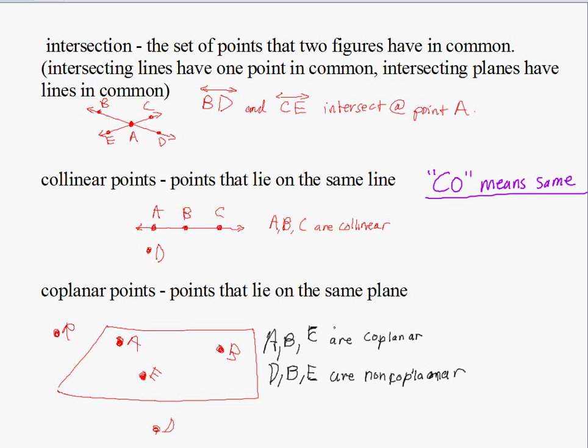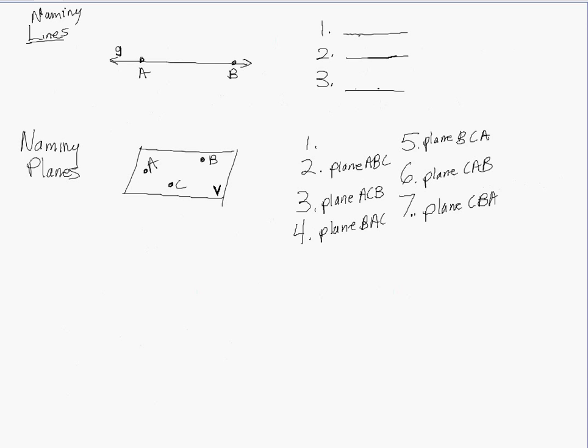Non-coplanar. Okay. Let's go to the next slide. So let's go ahead and kind of review a little bit. Here's a line right here, and there's 3 ways to name this line. I want you to notice that A has a dot that's right next to it. B has a dot right next to it.